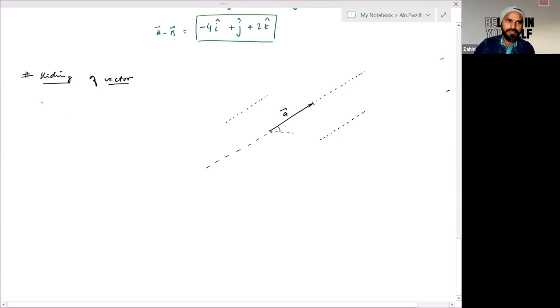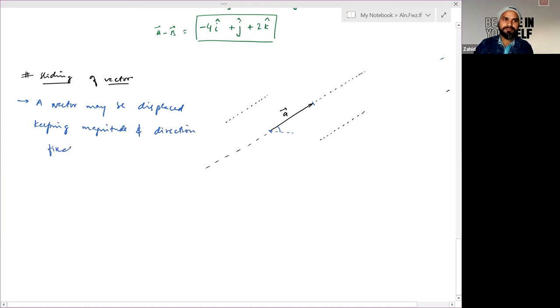So we'll say a vector may be displaced keeping magnitude and direction fixed.